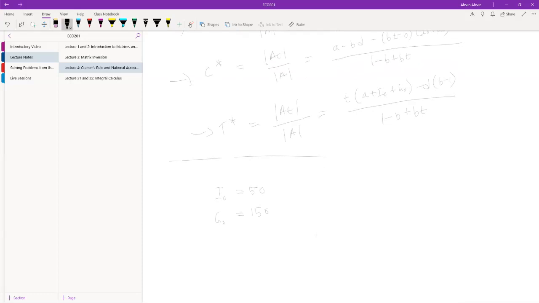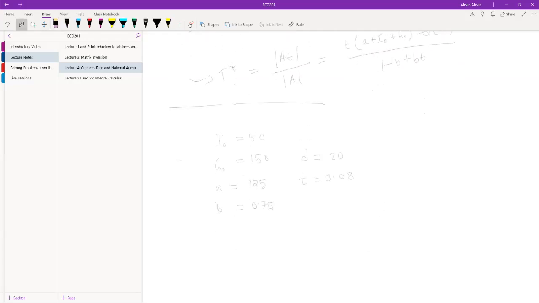What else do we need? Suppose A, which is autonomous consumption or consumption that is free of income, is 125. B, which is MPC, is suppose 0.75, which means you consume 75% of your income and save the rest. And D, the lump sum tax amount, let's assume is 20. And T, the tax rate, let's assume is 8%.